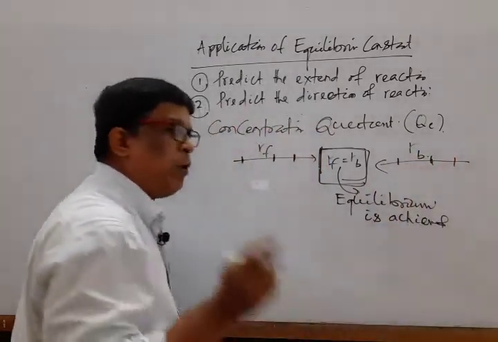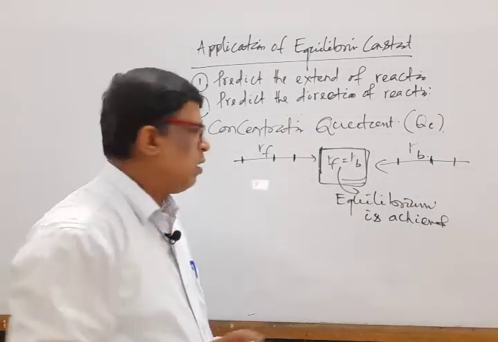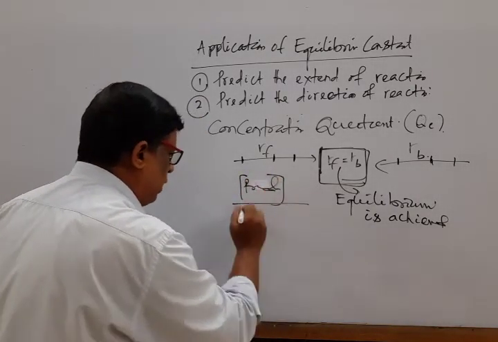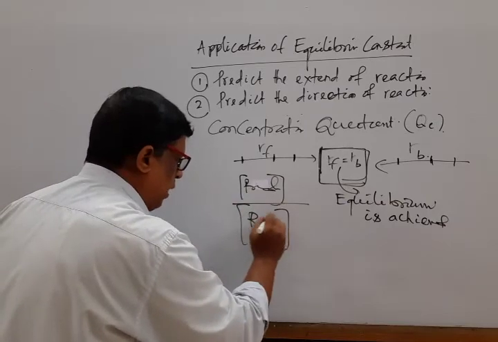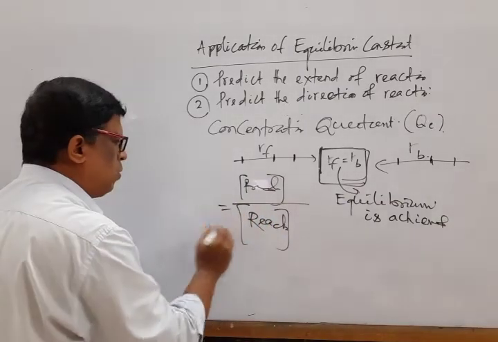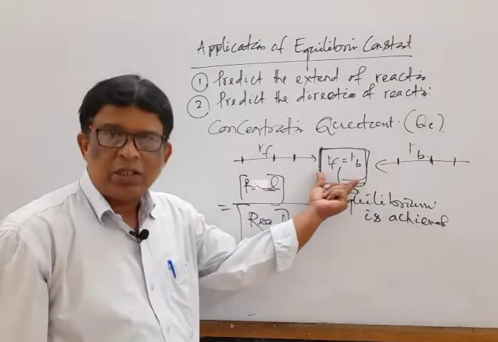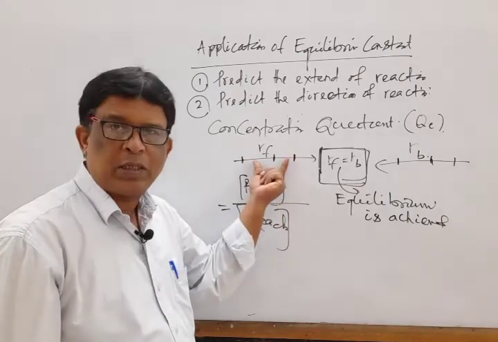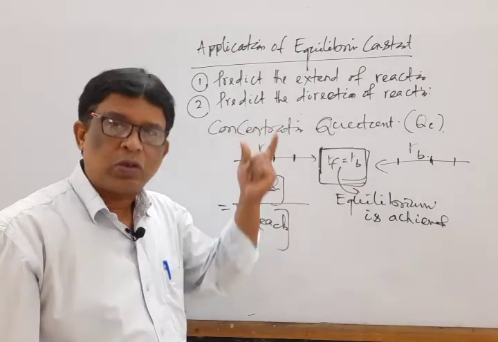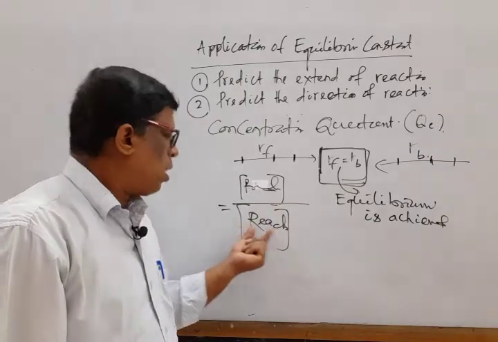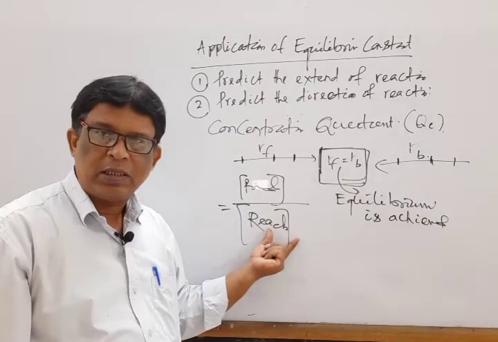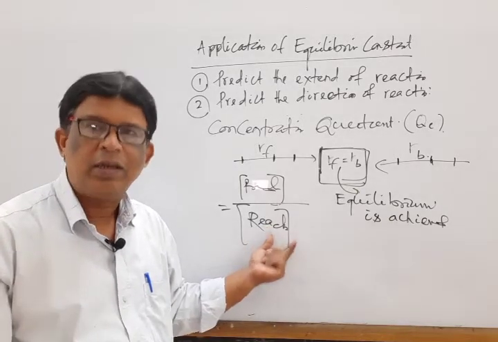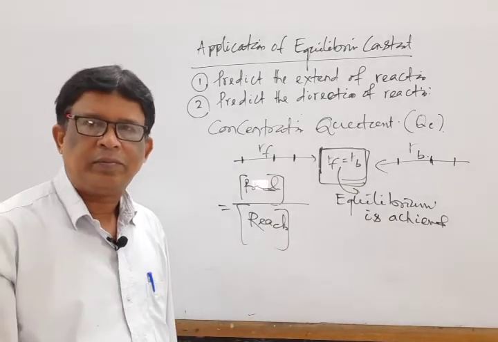But the question is, before that point, suppose here or here or any other point, if we calculate the molar concentration of product species divided by molar concentration of reactant species, what about this value? At the state of equilibrium, the product of molar concentration of product species, each raised to the power of its coefficient, divided by the product of molar concentration of reactant species, each raised to the power of its coefficient, is a constant known as equilibrium constant.